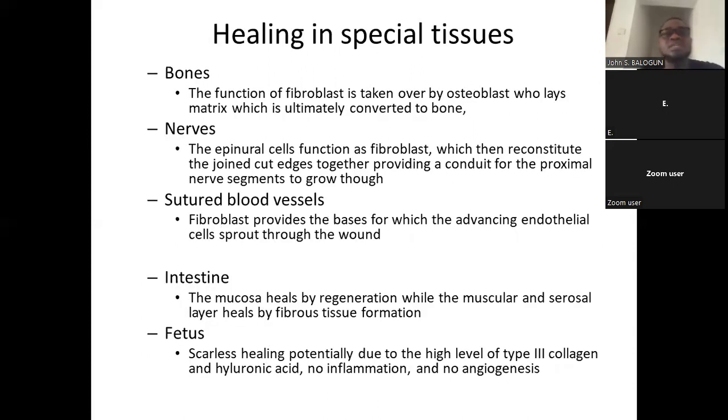And then healing in special tissues may not come out, but I'll tell you one that I've seen. For bone, they don't have fibroblasts. Rather, the action of fibroblasts is taken over by osteoblasts. The processes are almost the same, but instead of fibroblasts depositing collagen, osteoblasts take over the function of fibroblasts and start depositing bone matrix.